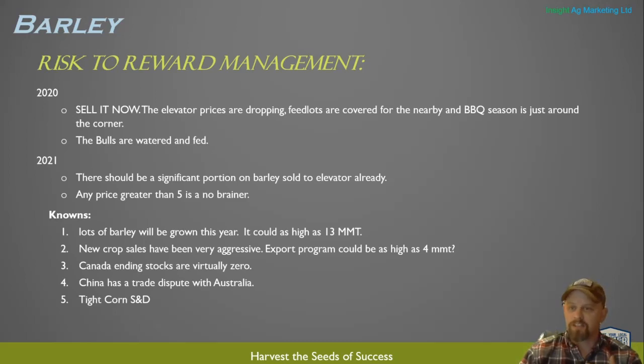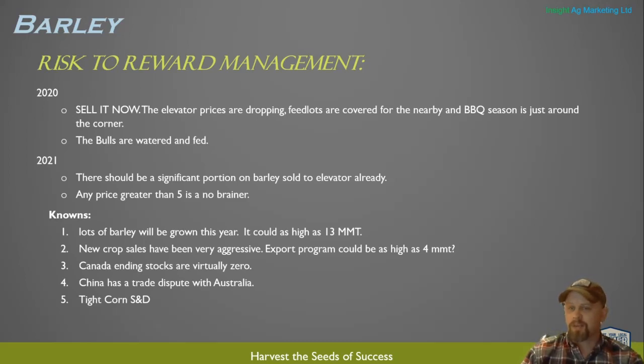It could be as high as 13 million metric tons. I don't know if it's going to be that high, but it could easily be that high. New crop sales have been super aggressive at the elevators, and that's all the export programs. The export program last year was just over 3 million metric tons. Next year, maybe it could be 4. I don't know, but the moral of the story is it is super strong. We've gone from under 2, and we're probably going to be doubling it in the next couple of years for sure.